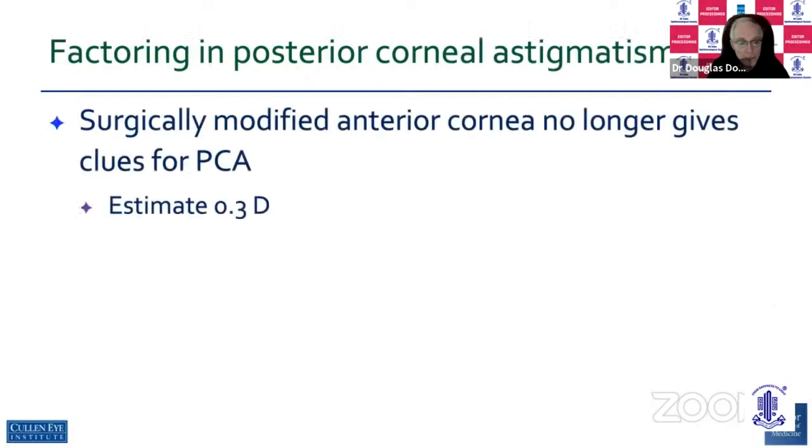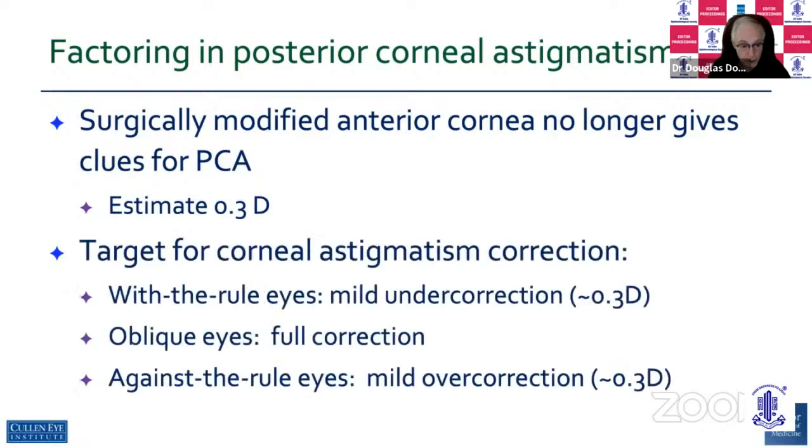And what I did in this, when I did these calculations, is remember that the surgically modified cornea doesn't tell you anything about the posterior corneal astigmatism. So for these eyes, I just estimated it was 0.3 diopters against the rule. I targeted with-the-rule eyes for a little undercorrection, leaving them a little bit with the rule. Oblique eyes, full correction of astigmatism. And against-the-rule eyes, a little overcorrection, again, to leave them 0.3 diopters with the rule.